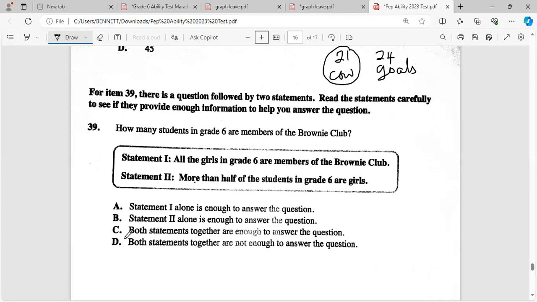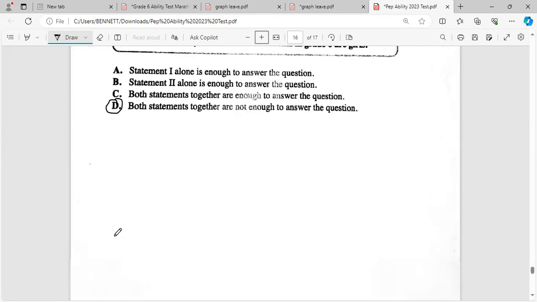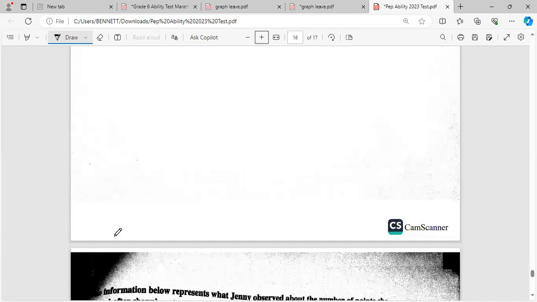Sir, and what's the answer? So I said answer D, as in dog. Both statements together are not enough, because you're going to need a number to work with. This is the last one for today, guys. I need all the numbers, the number of students in grade 6.